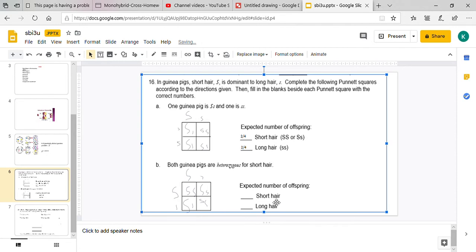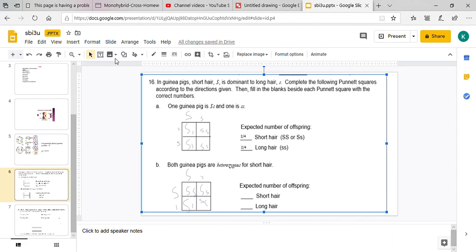Now check the possibilities and frequencies for this scenario. If you look at the short hair, you have to look at the homozygous dominant as well as the heterozygous dominant. So this is short hair, this is also short hair, this also represents short hair.